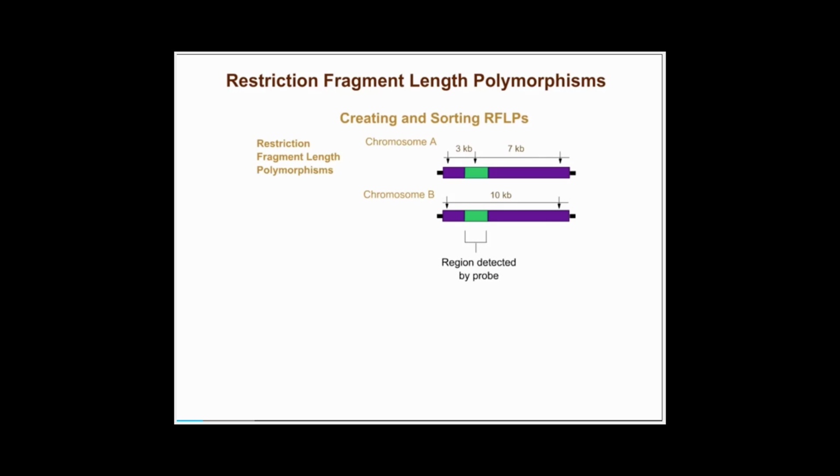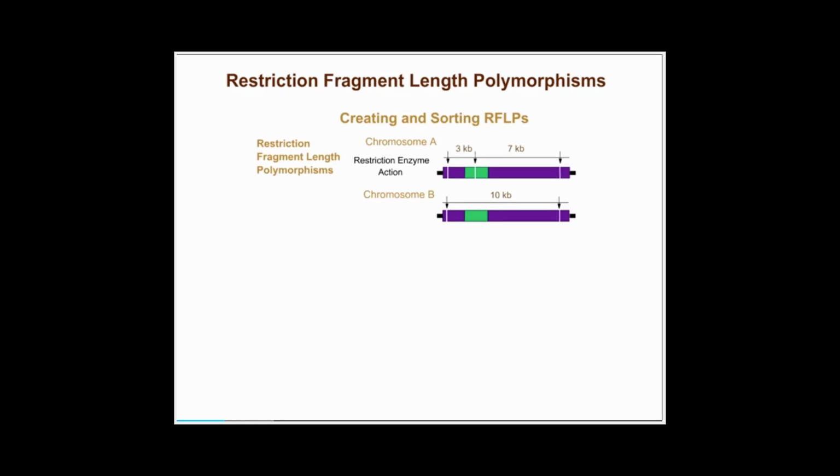Restriction fragment length polymorphisms. The DNA fragments shown represent different alleles from homologous chromosomes, labeled A and B. The region of chromosomal DNA that would hybridize to a particular probe is shown in green. The arrows represent sites where a particular restriction enzyme will cut the DNA.